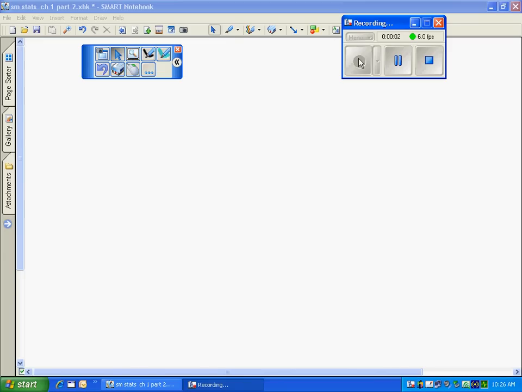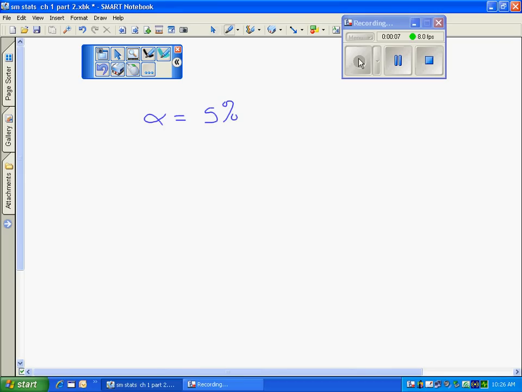Comparing your p-value and alpha. I'm the researcher. I'm setting my alpha at 5%. Now, I go and collect my data, and I find that my value sits way down here. This is where my data is sitting.